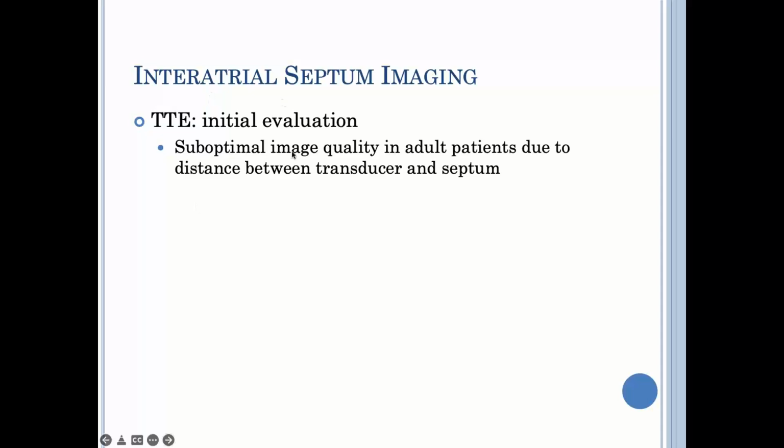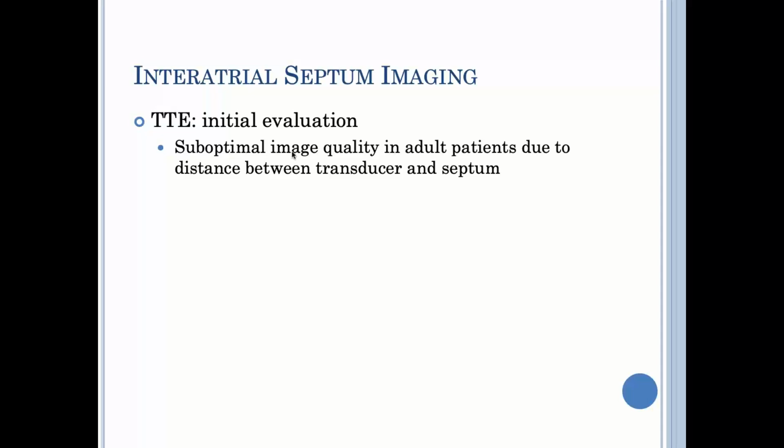So I'll go over echo evaluation, and generally TTE is used as initial evaluation. There are various advantages and disadvantages with the different echo modalities. I won't be touching on intracardiac echocardiograms and intraprocedural echo, as again that would be beyond the scope of this talk. But generally with the TTE, we can get a good initial assessment.